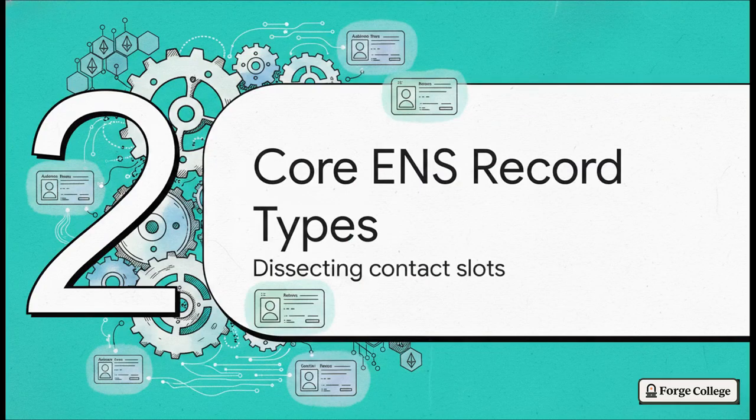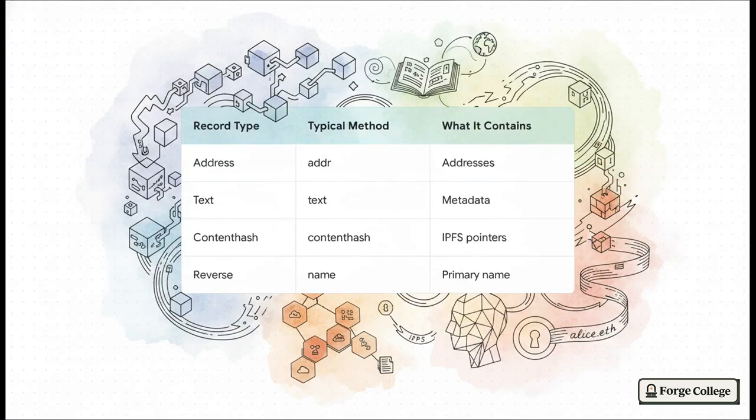Moving right along to Section 2, core ENS record types. Let's dissect the slots in our contact card. Let's open up those slots and see how this builds. There are four main ones on the ENS contact card. You've got the address record, which is accessed via the addr method, and that contains actual blockchain addresses. Then the text record, using the text method, which handles metadata. Next is content hash, calling the contenthash method, and that holds IPFS pointers. And finally, reverse resolution, using the name method, which contains the primary name. Think of these as the fundamental building blocks of our whole identity blueprint.